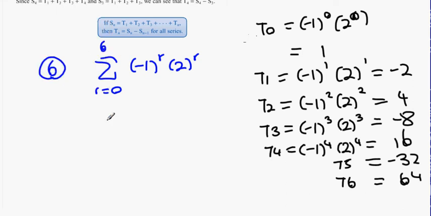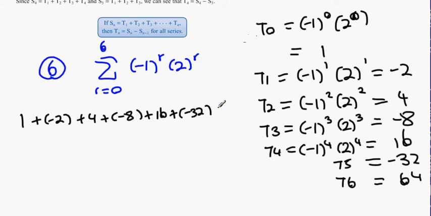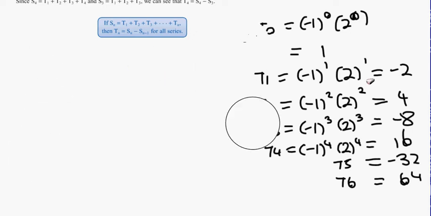Now remember, this means the sum, so I have to add them all. So it's going to be 1 plus minus 2 plus 4 plus minus 8 plus 16 plus minus 32, and then finally plus 64. Again, this is all question 6. And then the answer to this question is going to be 43 when you put all that into your calculator. So that's how that type of question can work. Okay, so that's question 6 done.